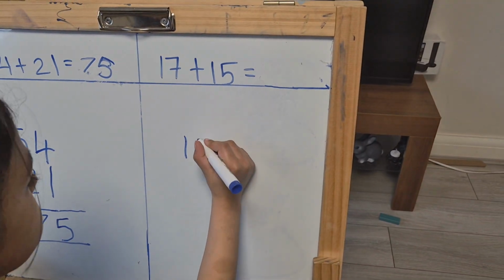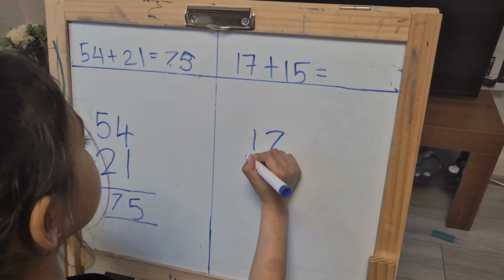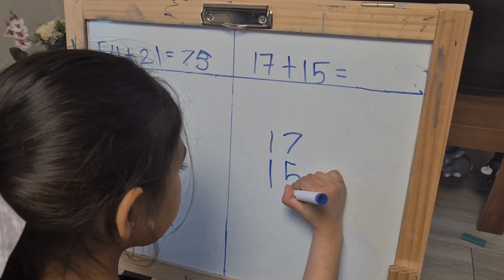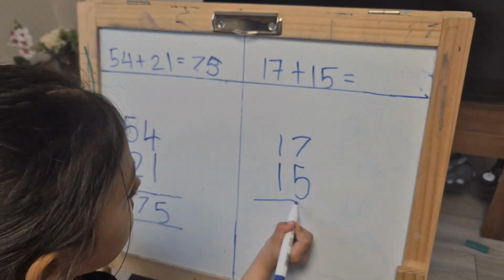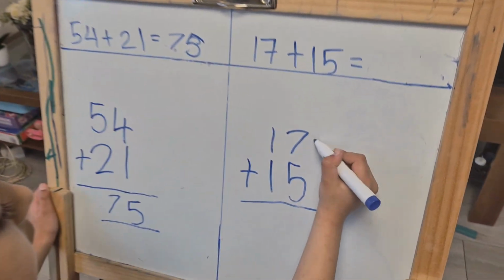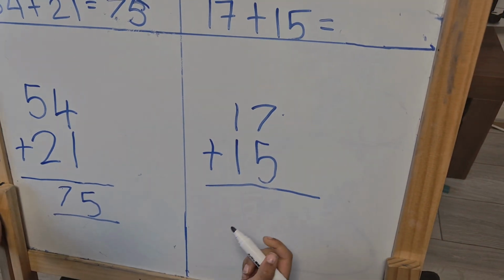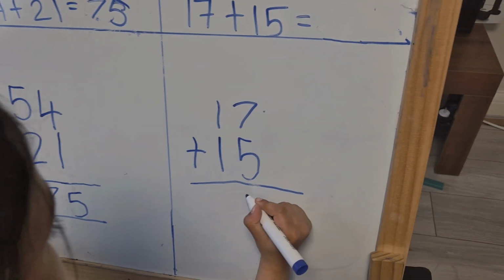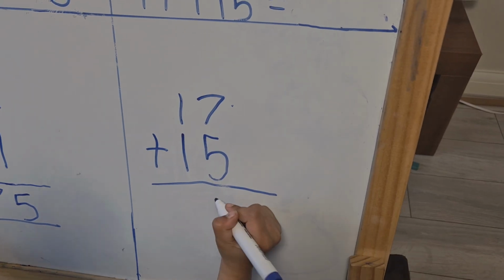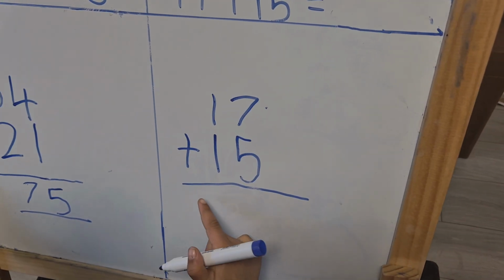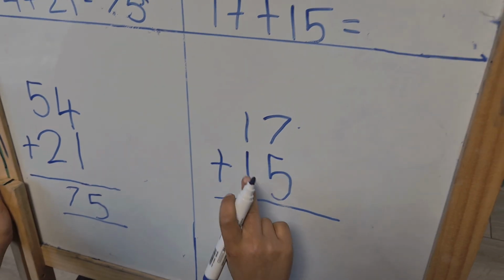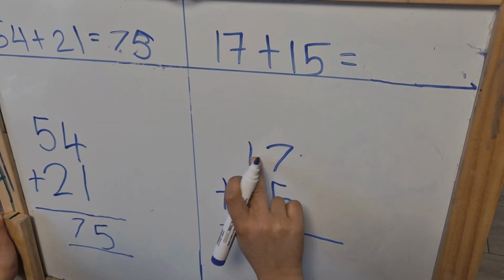We write 17 down, the same as the other one, then we write 15 down. Then we do a big line and then we do an addition. So we add 7 plus 5. 7 plus 5 equals 12, but we don't write 12 here because you can't write 3 answers here. And also you need to do this one too.